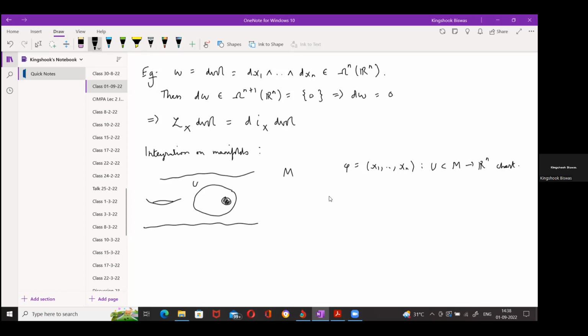And I take an n-dimensional form omega such that the support of omega is a compact subset of U. All right. So this is the support. All right. So then what can I try to do?